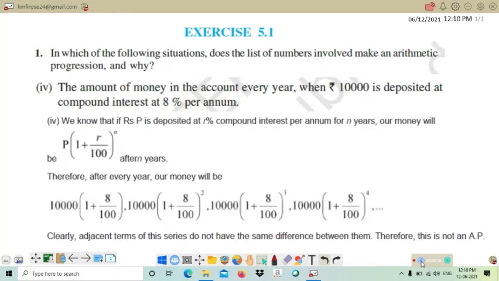Okay children, so next we can move to exercise 5.1 question number 2. That will be in part 2. This was part 1, and the remaining questions will be in part 2. Thank you, children.